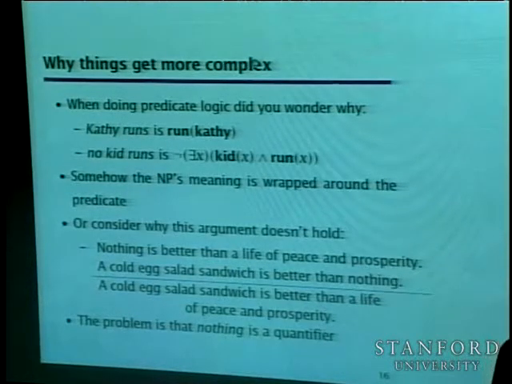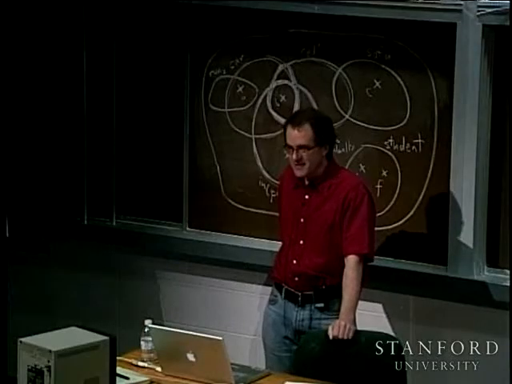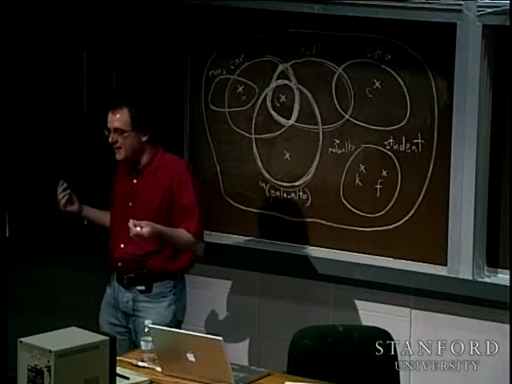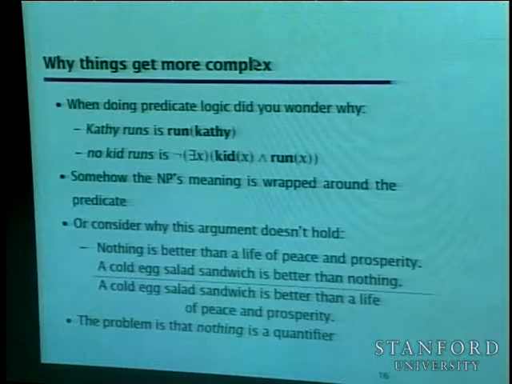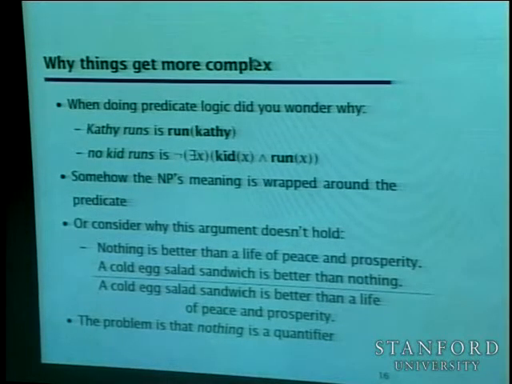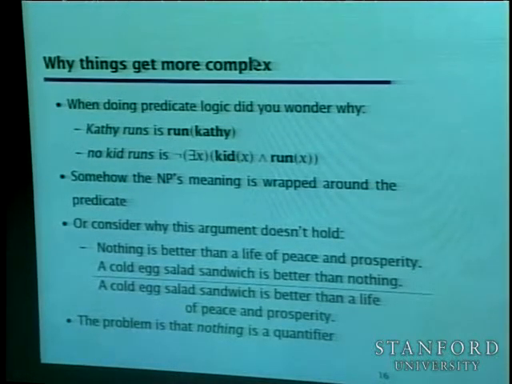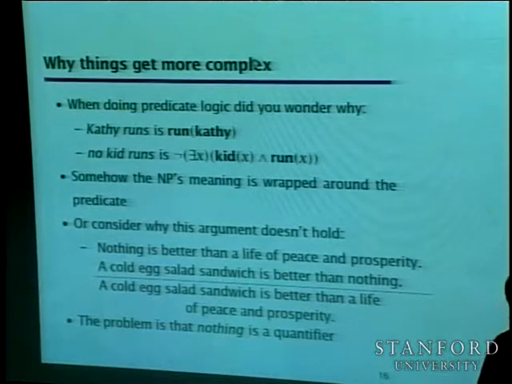Here's another example of how things go wrong. We have: nothing is better than a life of peace and prosperity. A cold egg salad sandwich is better than nothing. And if you don't look too closely, it seems like you should be able to deduce from that that a cold egg salad sandwich is better than a life of peace and prosperity. Why is that? It seems like "is better than" should be a transitive relationship. If a BlackBerry Pearl is better than a Motorola Razr, and an iPhone is better than a BlackBerry Pearl, you should be able to conclude that an iPhone is better than a Motorola Razr. "Is better than" is a transitive relation. And that's what I'm attempting to do here.